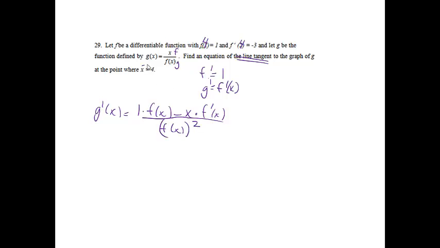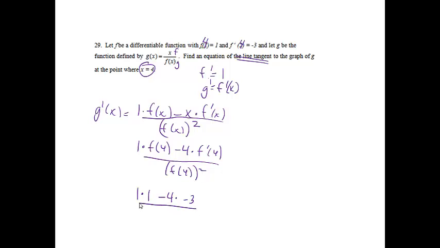Okay, and we know we want to find that at x equals 4. So now if I just plug 4 in for all of my x's, we'll be good on that. And now I just need to look up stuff that they told me here. So 1 times f of 4 is 1, minus 4 times f prime of 4 is negative 3. And then f of 4 again was 1, and I'm going to cube it. So I will end up getting 1 plus 12 over 1, which is going to be 13. So that just found me my slope.